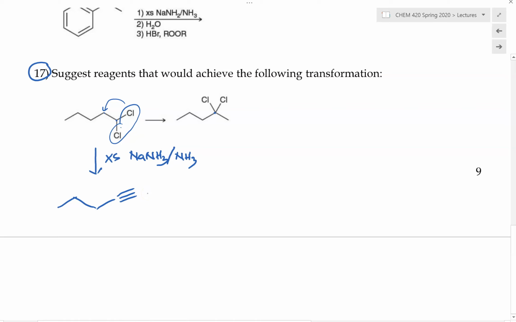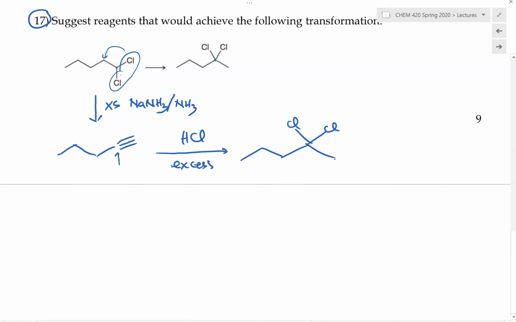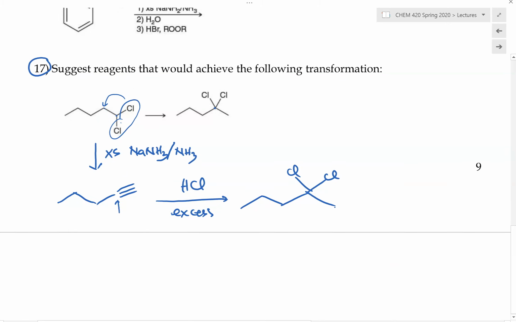And once we have this alkyne, we will then treat it with excess HCl, and this would do a Markovnikov addition where the chloride would be added to this carbon right here. So following this second step, we'll be able to convert this into this, and the hydrogen is added to the less substituted carbon. So there you go. That would be the set of reagents we use to make this product.